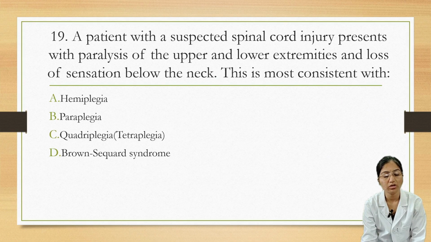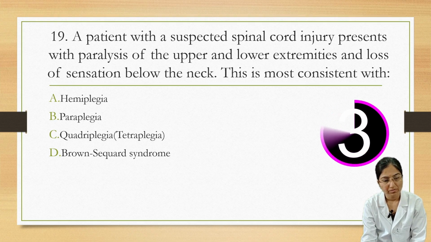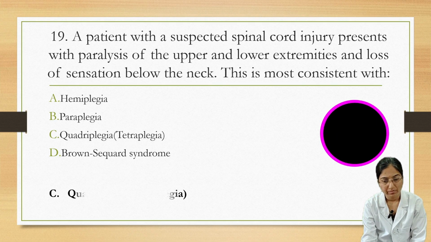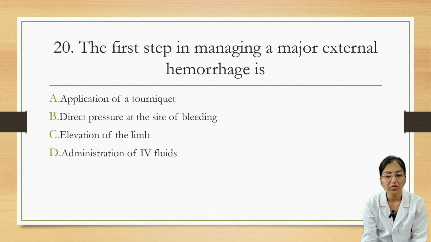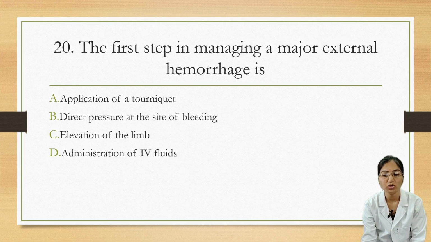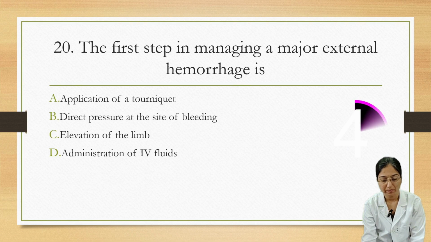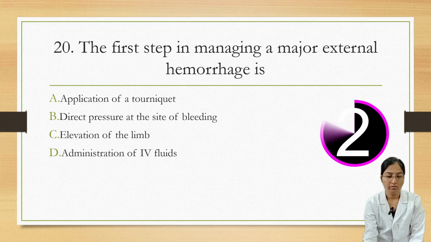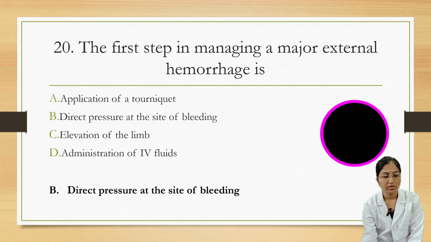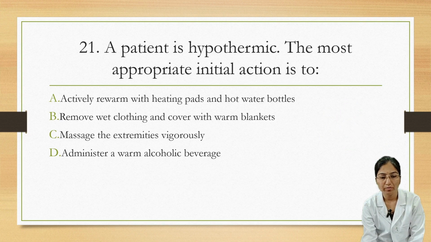Next question. A patient with a suspected spinal cord injury presents with paralysis of the upper and lower extremities and loss of sensation below the neck. This is most consistent with quadriplegia. Next question. The first step in managing a major external hemorrhage is direct pressure at the site of bleeding.